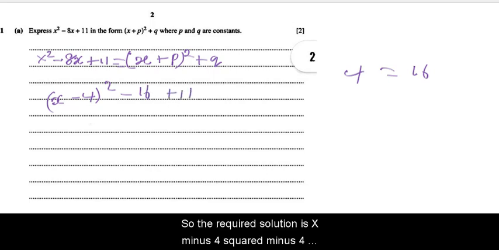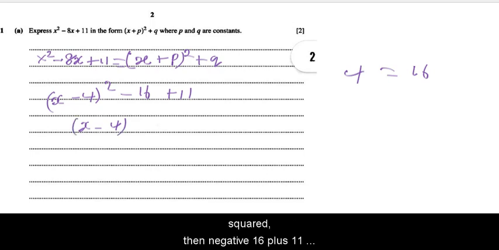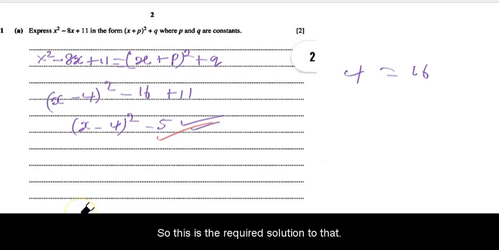So the required solution is (x minus 4) squared, then negative 16 plus 11 gives us negative 5. As easy as that. So this is the required solution to that.